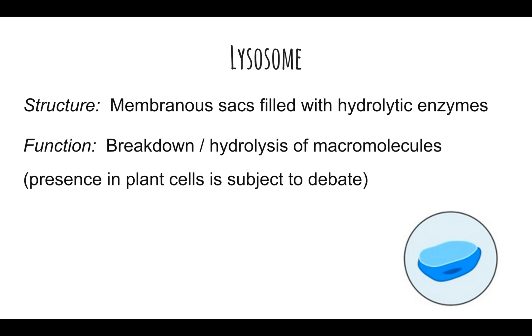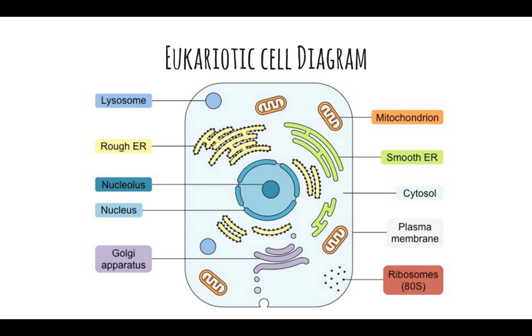And then lysosome. The structure consists of membranous sacs filled with hydrolytic enzymes. The function of this would be the breakdown or hydrolysis of macromolecules. We don't know if it's present in plant cells, but you should just say it's present in animal cells. Yeah, just in animal cells, sorry. And you'll learn about hydrolysis further on in the syllabus.